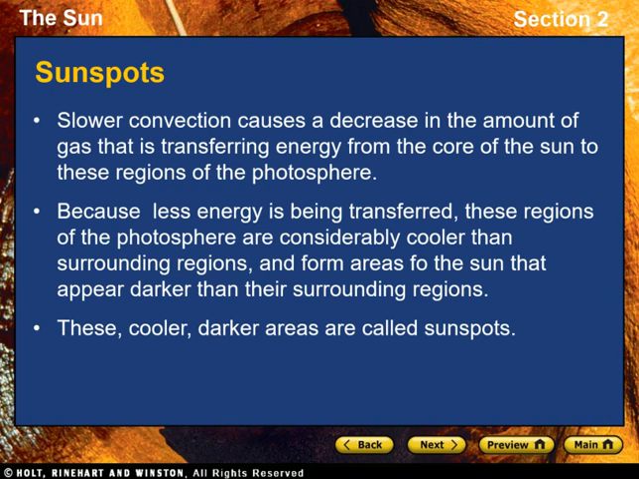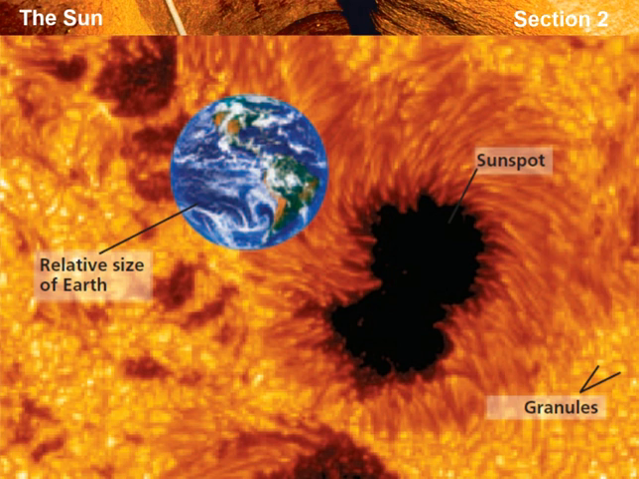The photosphere has a grainy appearance called granulation. The area around the sunspots shown on the screen here is visible granulation. A large sunspot can have a diameter of more than 100,000 kilometers, which is several times the diameter of Earth.